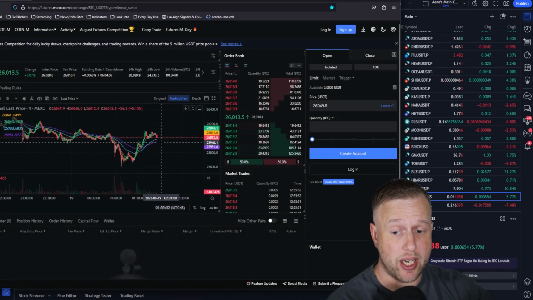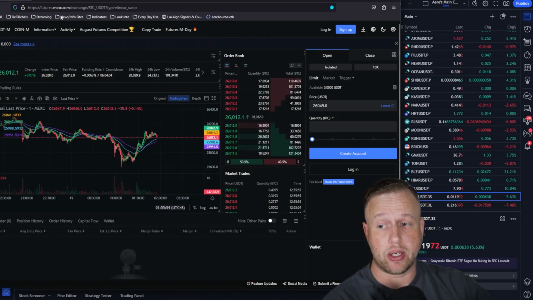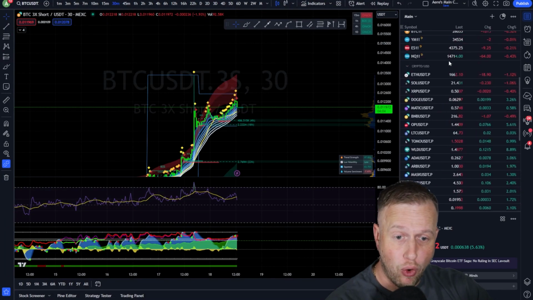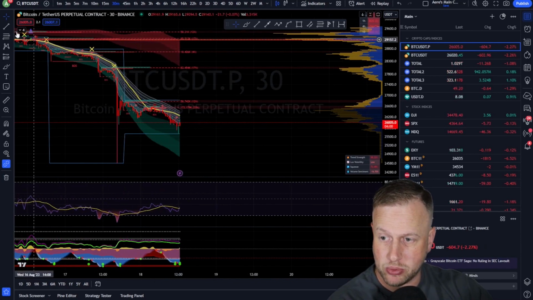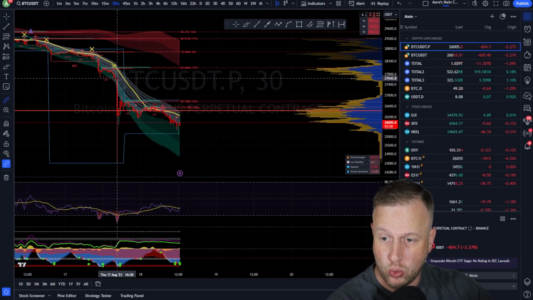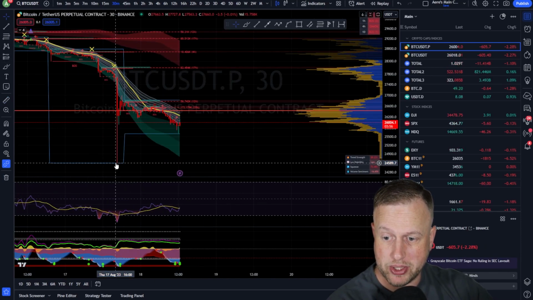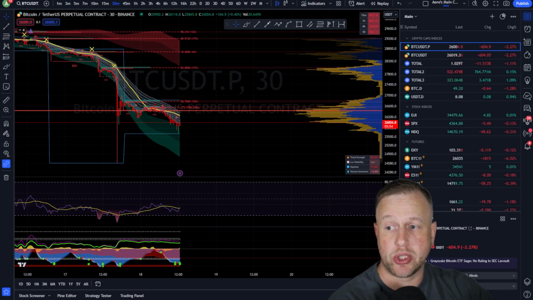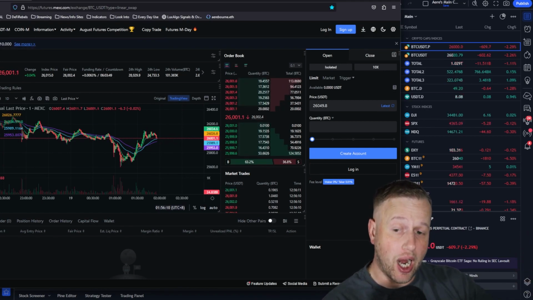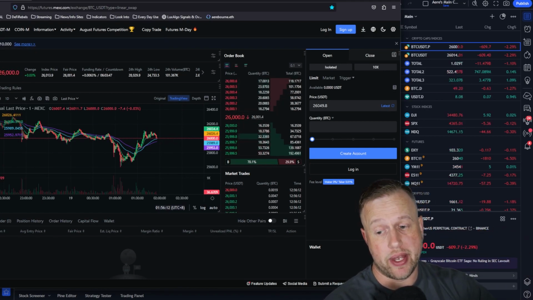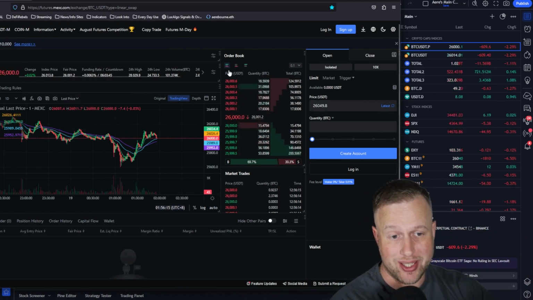Especially like yesterday. A lot of people got liquidated when Bitcoin dropped so fast. So many people didn't see it coming, right? I mean, this was a giant drop real fast yesterday. I mean, we went down 11%. So many people got absolutely destroyed. So that would not have happened on the ETF side of things. You would not have been liquidated.